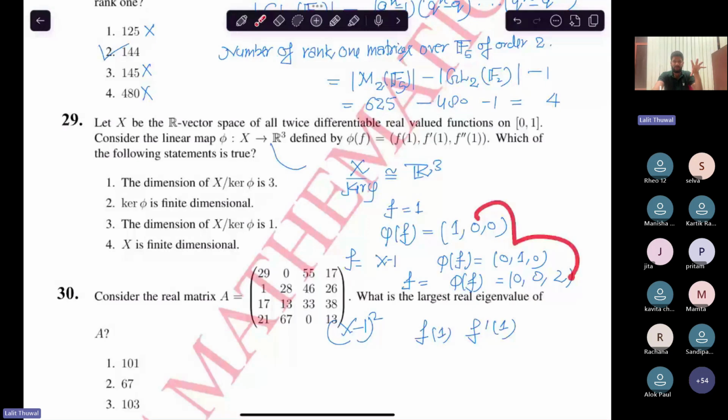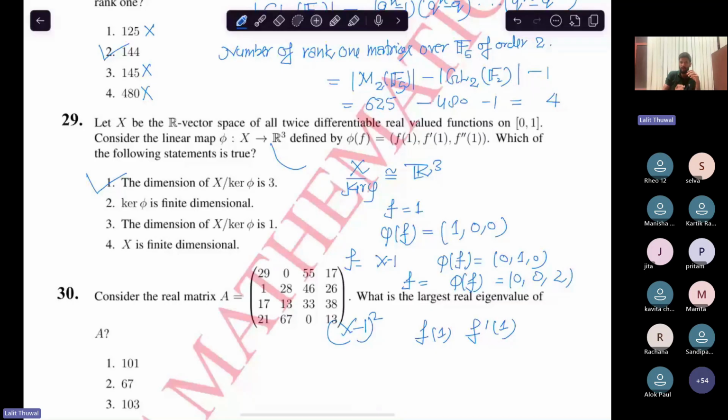It means the vector space spanned by them will also be in the image. So R cube will be in the image, and the image is already contained in R cube. So it means the image must be R cube. Okay. The first one is true. So this is a way to solve and find the correct option. But how do you eliminate the others?